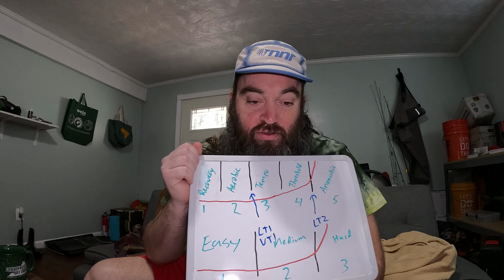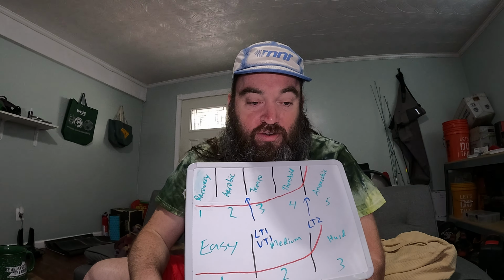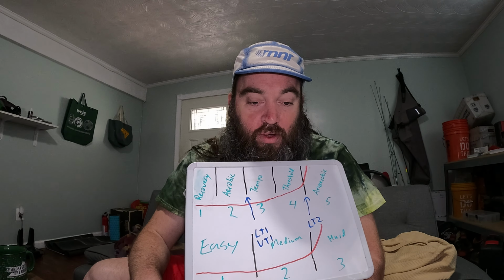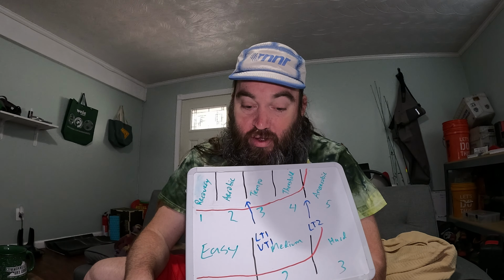So whether you're trying to increase LT1 or LT2, the most effective approach to do this is to work close to but below and close to but above. So that's pretty easy to do right there.